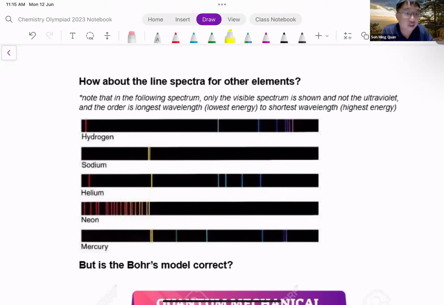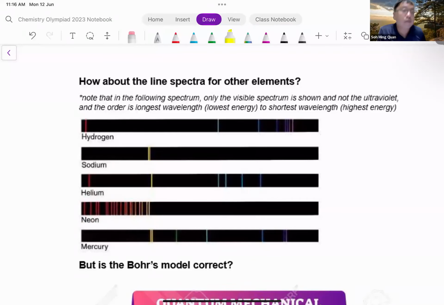So actually the line spectrum is kind of like a fingerprint for the element, because different elements will end up having different line spectra, which is logical because different elements have different proton numbers. So the attraction for the electrons in the shells will be different. As a result, the energy of every single shell in every single element is also different. The first shell of hydrogen doesn't have the same energy as the first shell of sodium. That's why it gives rise to different amounts of energy changes as the electrons drop back down and different lines as a result.